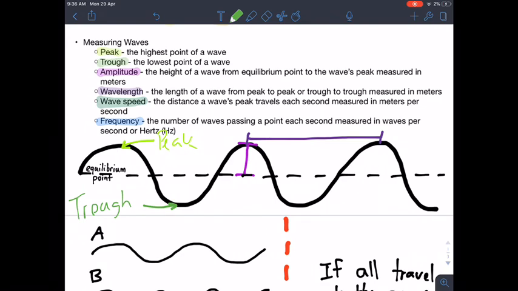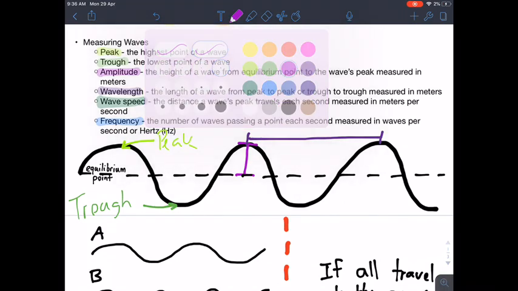The amplitude, as you guys should already know from your investigation, is the height of a wave from sort of the middle of the wave, what we call the equilibrium point, that's the dotted line on my picture here, all the way up to the peak. So here's the amplitude.